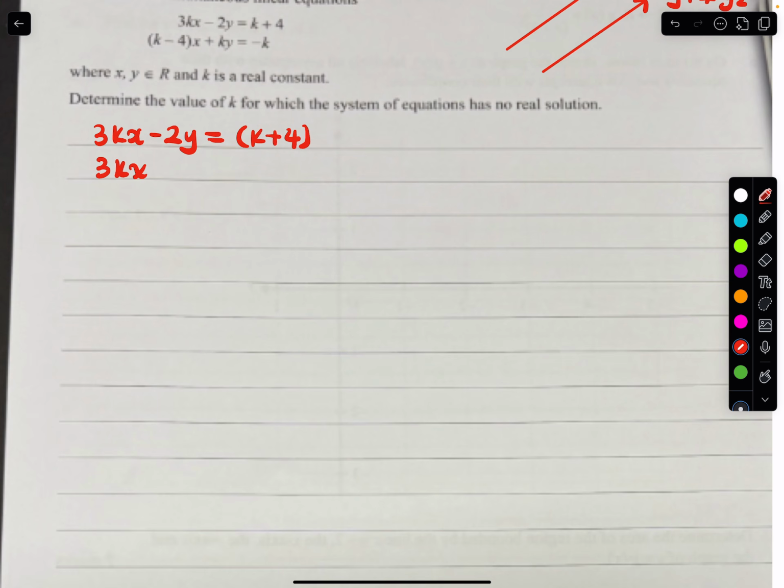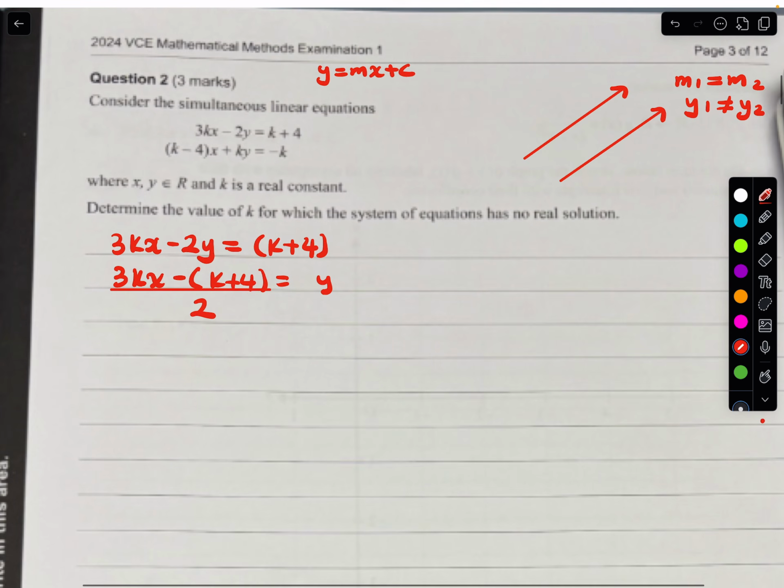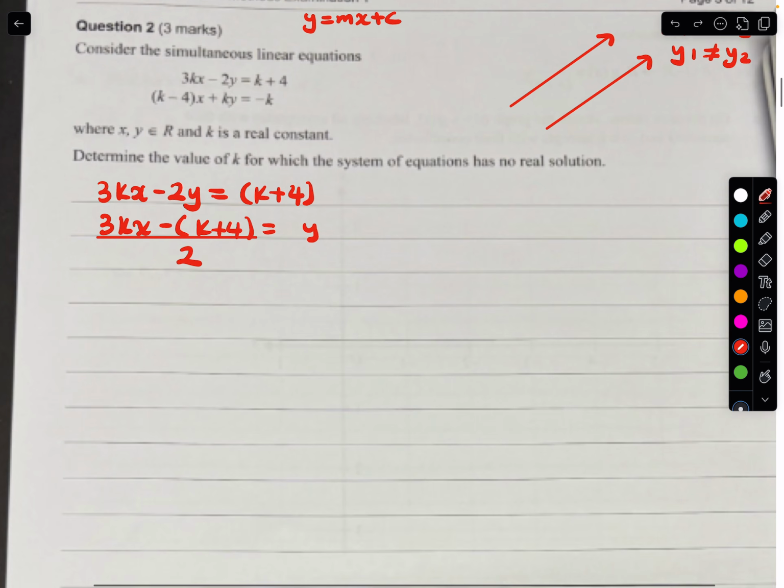So 3kx minus k plus 4 is equal to 2y, and divide both sides by 2 to get rid of that 2. Done. So now we can easily find the gradient, because remember the gradient is the one next to the x. Can you see this one has the x part here? So it's 3k, of course, don't forget divided by 2. So I'm going to call this M1. So that's 3k divided by 2.